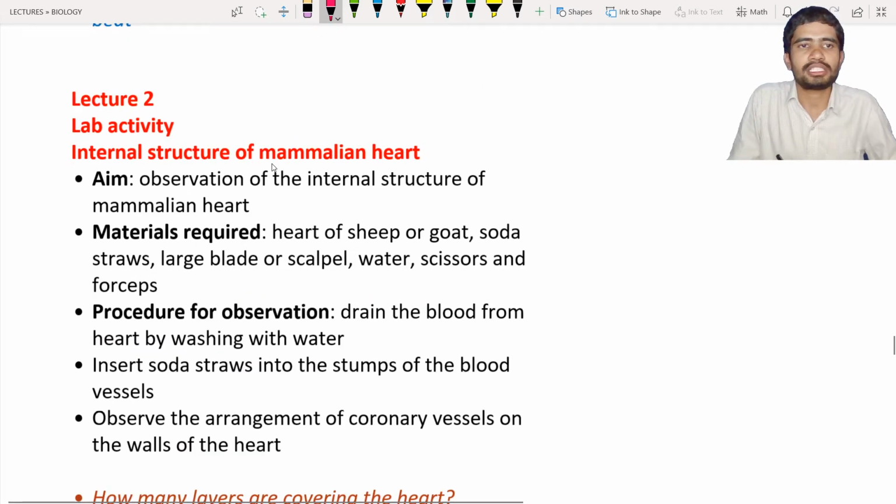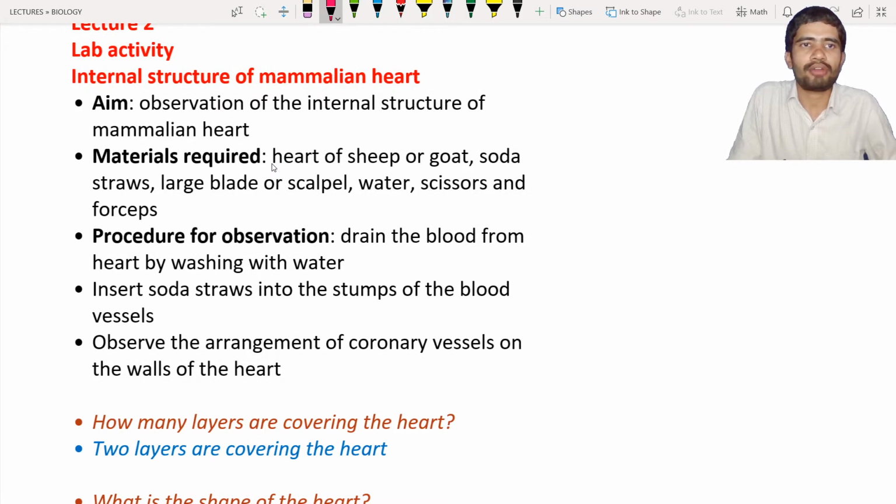Next is Lab Activity 2. In this, we have to observe the internal structure of the heart, how it looks inside, which we are going to discuss here. The first is the aim. You want to observe the internal structure of the heart, how the structure of the heart is inside.